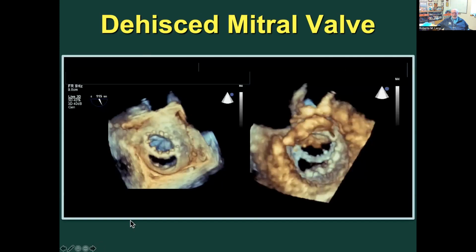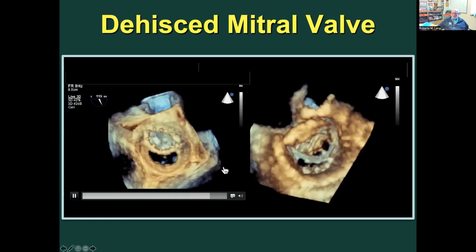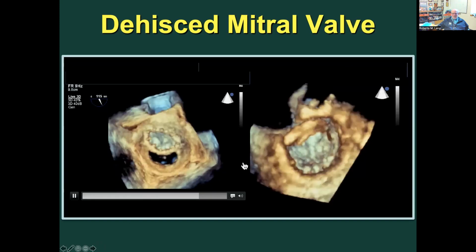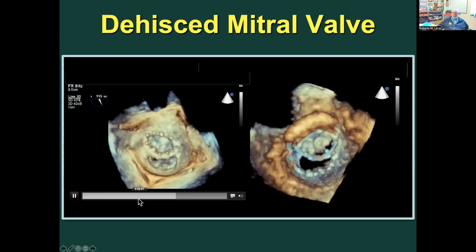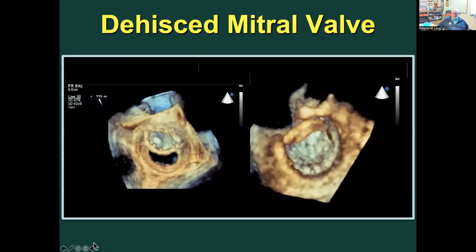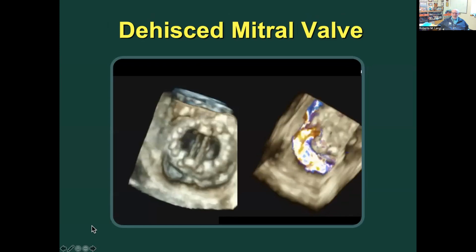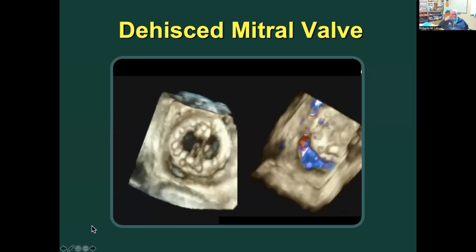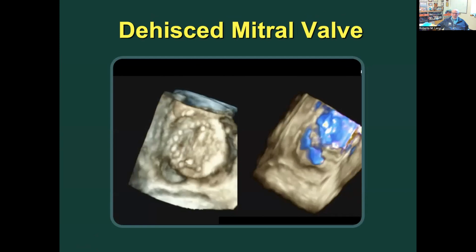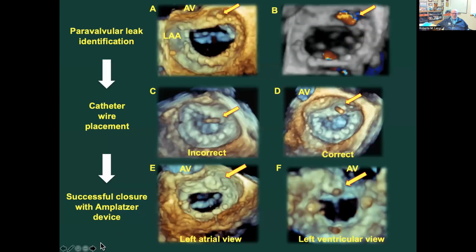This is again an example in which his mitral valve is extremely large. With 3D echo, we can see that this will be very difficult to close with 1, 2, or 3 Amplatzer plugs. And so this is, of course, extremely useful, because with 2D echo, many times you do not get that type of information.